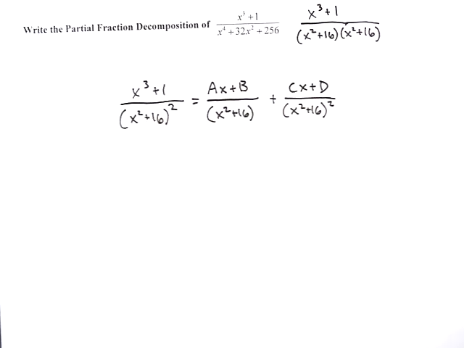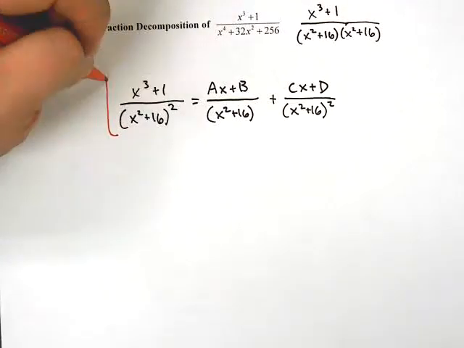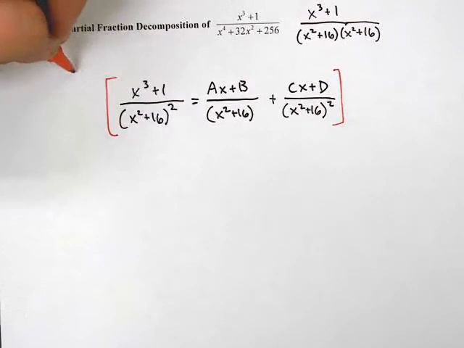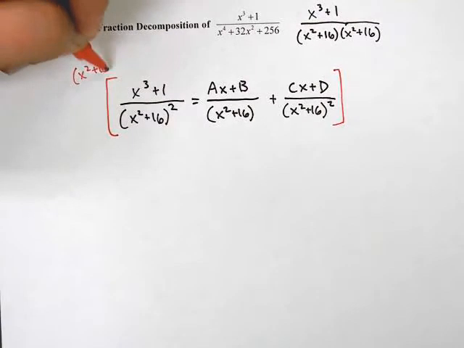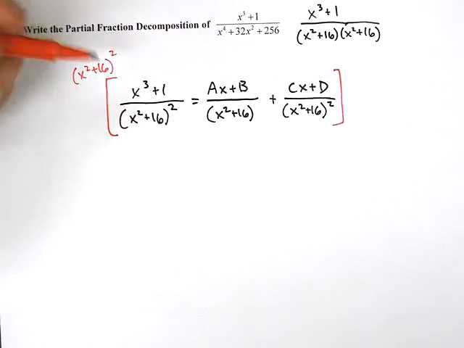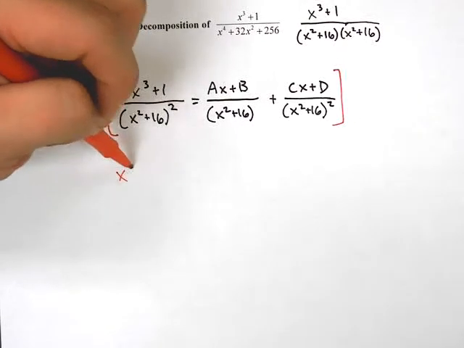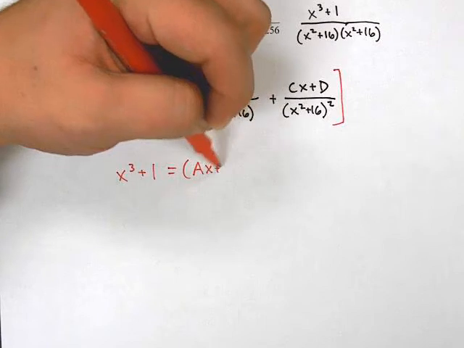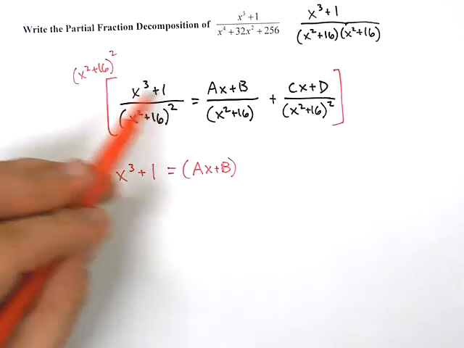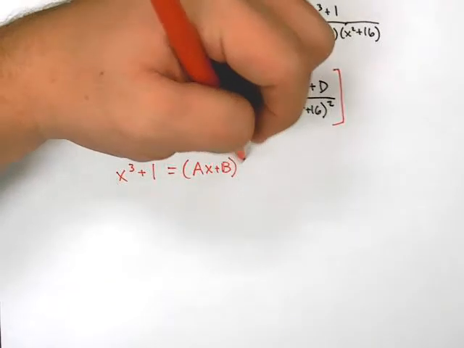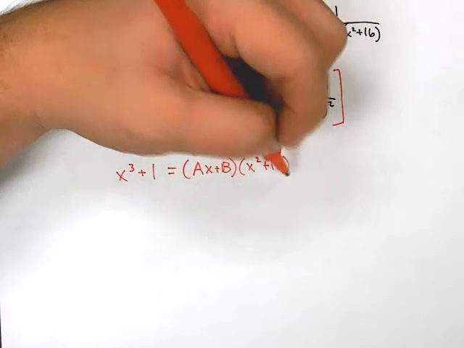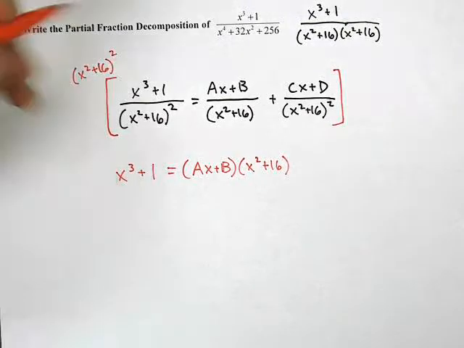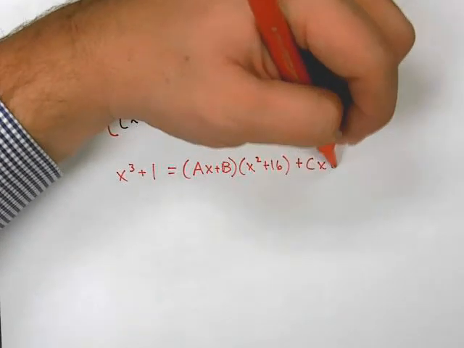Okay. At this point, I hope you remember, we are just going to multiply the entire equation by the common denominator of (x squared plus 16) squared. So this nicely becomes x cubed plus 1. This is going to become ax plus b, and then one will cancel, so I'll still have 1 times (x squared plus 16). And then both x squared plus 16s will cancel here, so this will just be plus cx plus d.